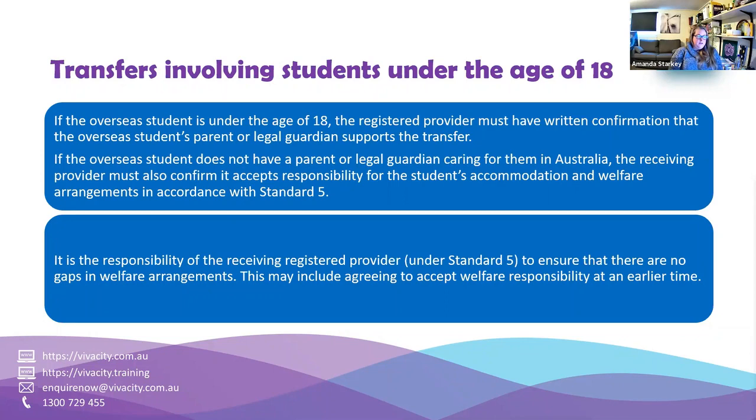This may include agreeing to accept welfare responsibility at an earlier time. So before they start the course, in that gap between leaving the first registered provider and starting with the receiving registered provider, they may need to provide welfare arrangements in that gap as well, the receiving provider. Or just don't enroll students under 18, then it's much easier.